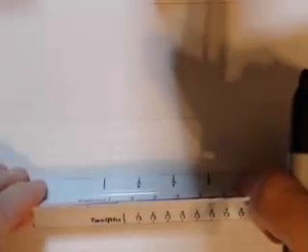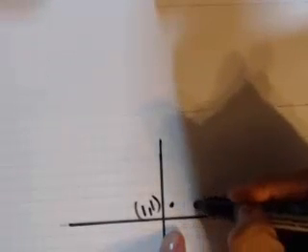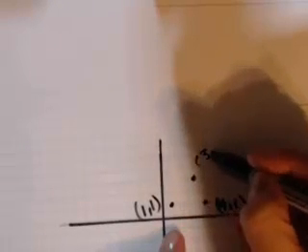So let's make a coordinate system. And let's plot the ordered pairs 1, 1, 4, 1, and 3, 3.